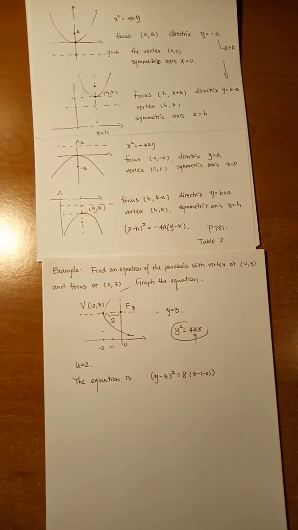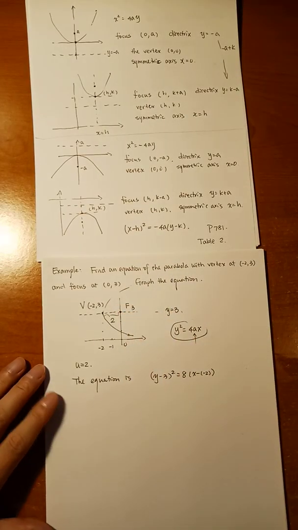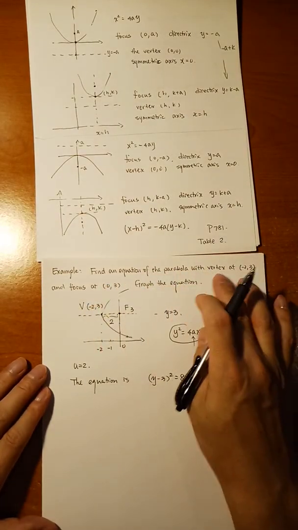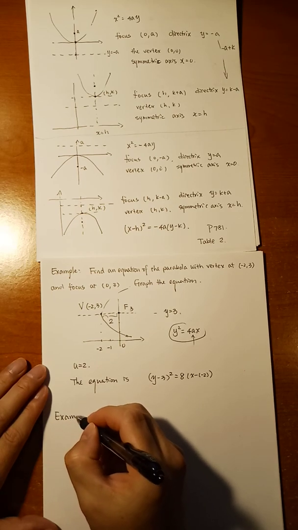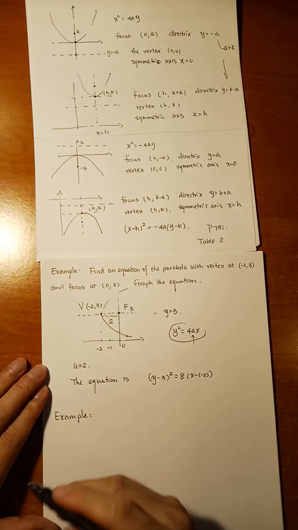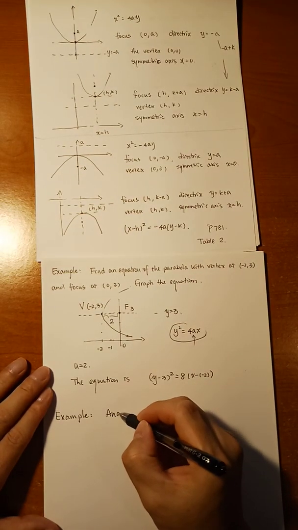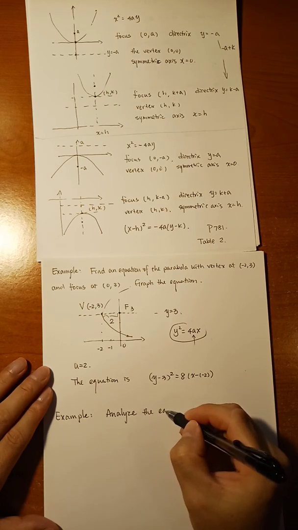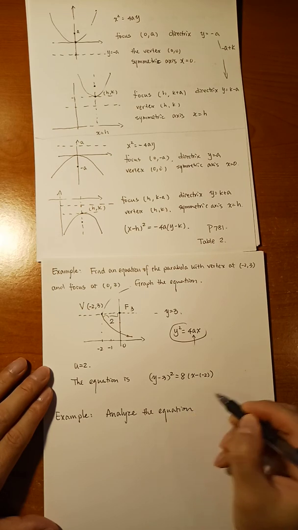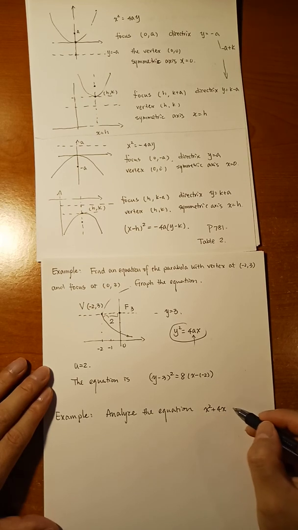Clear? So this is how we get the equation from the geometry. We have the geometric requirement, and we write down the equation. Let's see another example. If we have an equation, how can we get the parabola? Analyze the equation x squared plus 4x minus 4y equals 0.